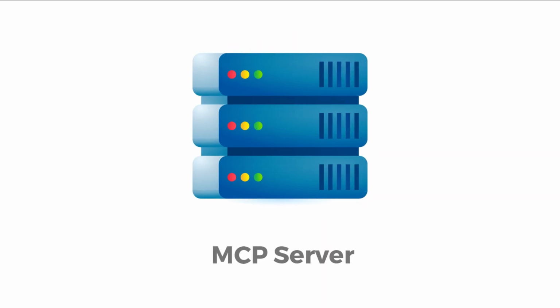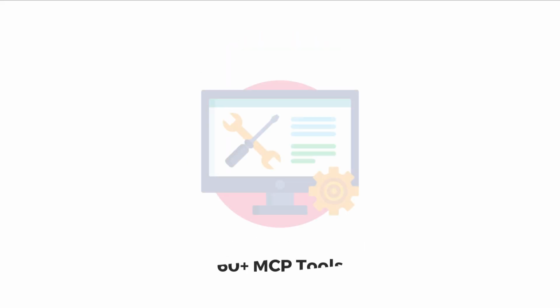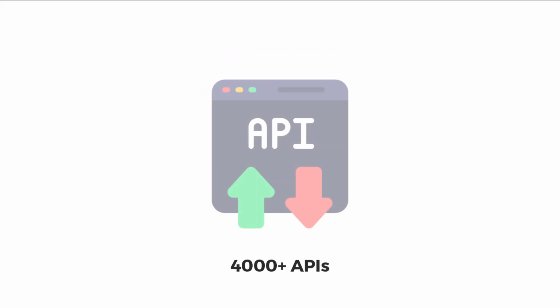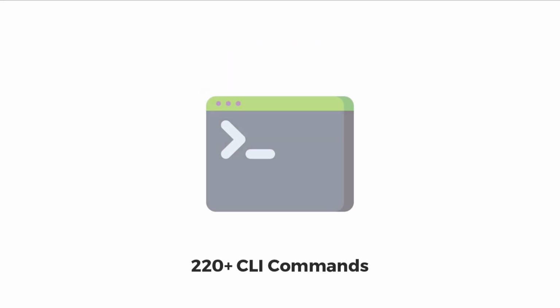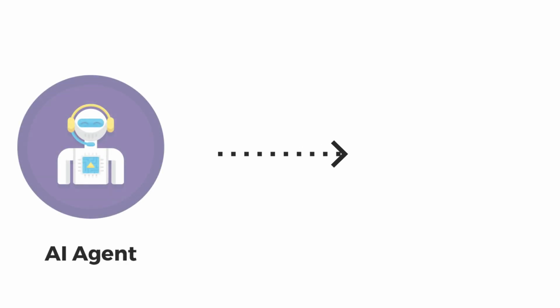Let me bring this together. Headless 360 and MCP are not two separate Salesforce announcements. They are two sides of the same shift. Headless 360 opened the platform: 60 plus MCP tools, 4,000 plus APIs, 220 plus CLI commands, no browser required. MCP gave AI agents a standard protocol to connect to that open platform. Discover capabilities, fetch data, execute business logic.